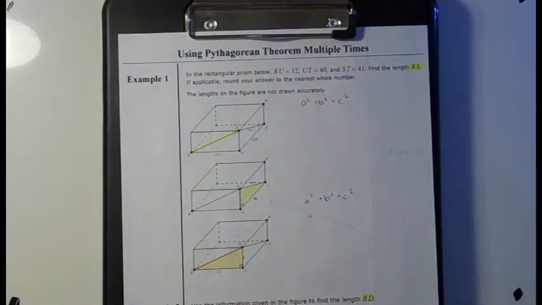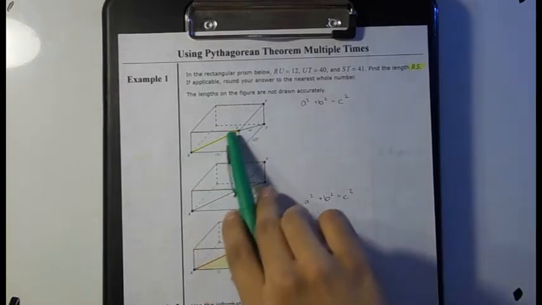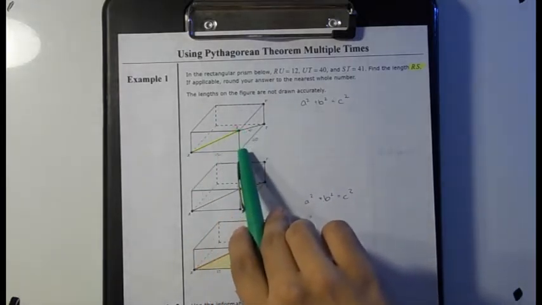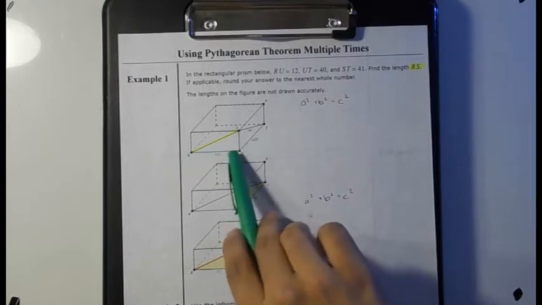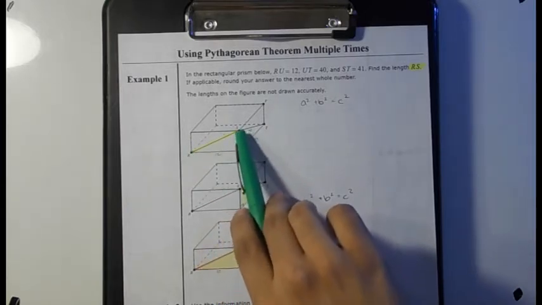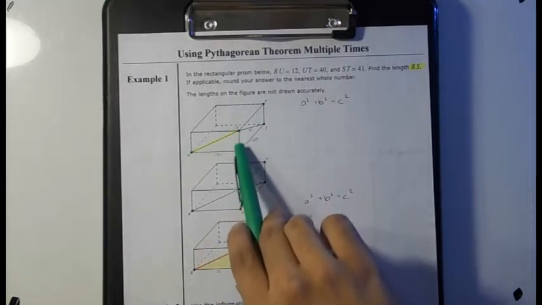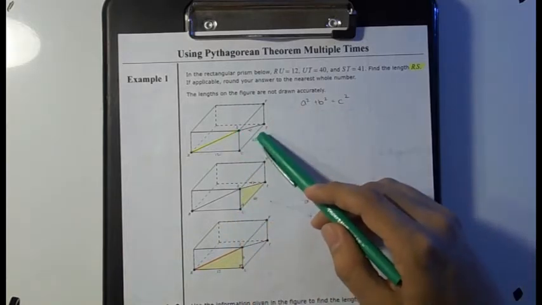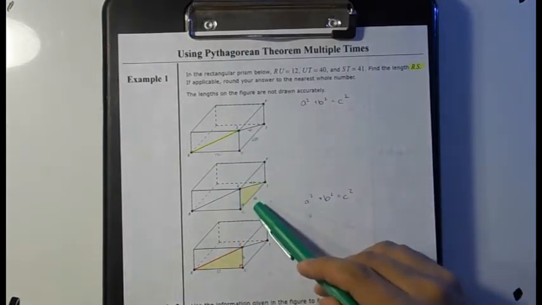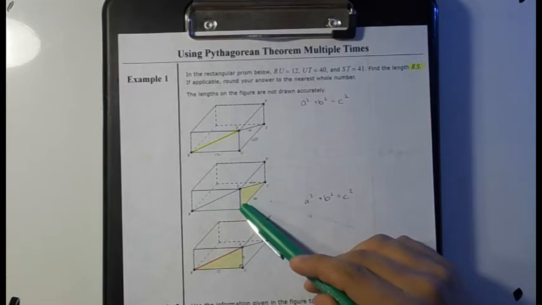Now, the thing is, in order to find a missing side to a right triangle, we need at least 2 sides. Now, you can see that we have a right triangle right here. The thing is, we only have 1 here. If I need to find that, I need to find this one over here. So what we're going to do is use the information that is off to the right, where we have 40 and 41, and we're going to find that missing side, which is a leg to the right triangle.